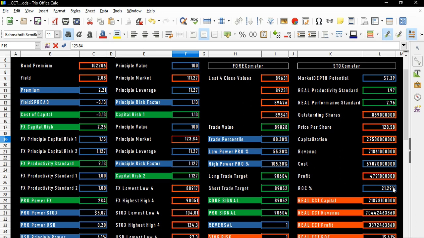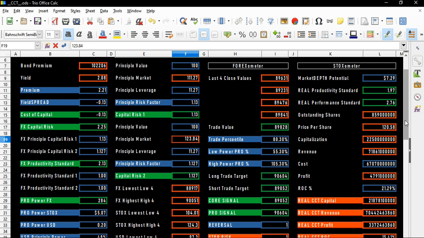The return on capital for UPS is 21.29%. The profit is $4,791,000,000. The revenue is $71,861,000,000, and their actual capital is $22,500,000,000. Their actual capitalization, how much capital they have to work with.